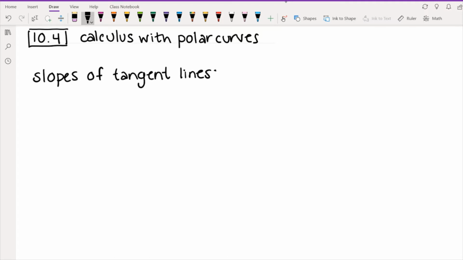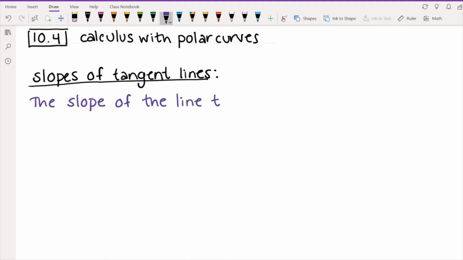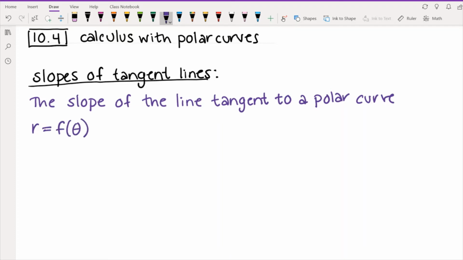So I'm going to give you the formula first, and then we will see where it comes from after that. So basically what this formula says is that the slope of the line tangent to a polar curve. So remember, polar curves, the way that we define them for the most part was in this form. We would have r expressed as a function of theta. And we'll see an example of this in just a moment.